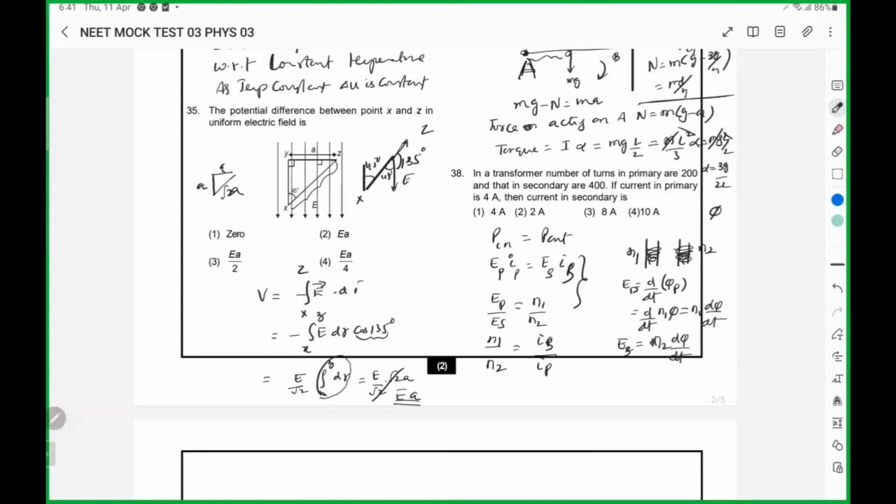So here, given primary 200 turns and secondary 400 turns, the current in the primary coil is 4 amperes. So I by 4, so the current in the secondary coil is 2 amperes.